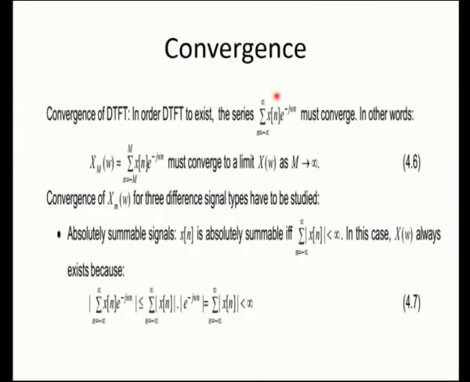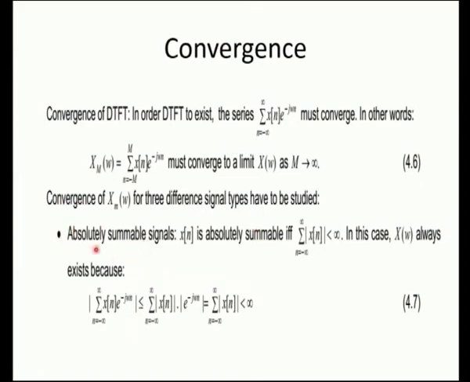In order for the discrete time Fourier transform to exist, the summation over n equal to minus infinity to plus infinity of x of n e power minus j omega n must converge. In other words, it should be less than infinity. The convergence of X of omega is to be studied for three different types of signals.